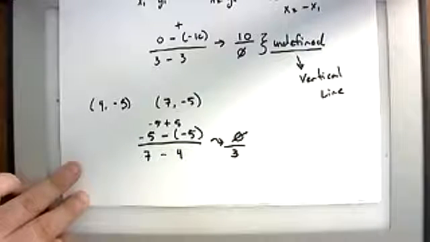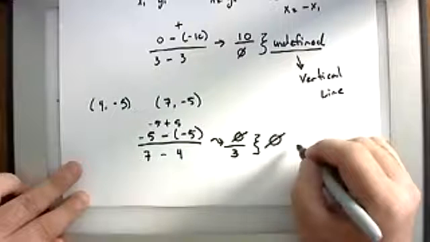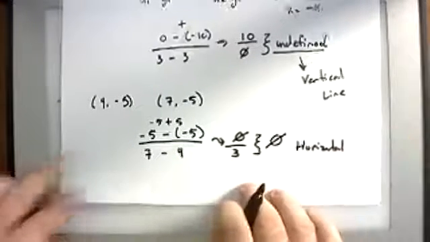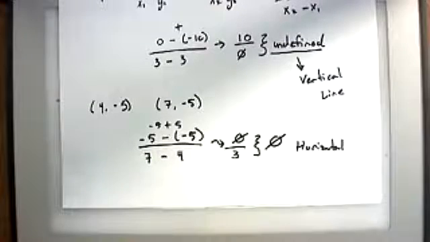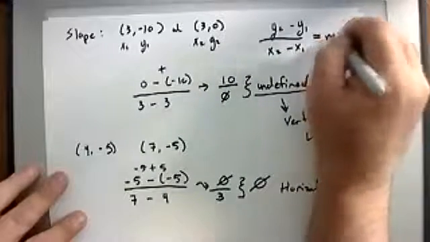Again, this is not the answer because 0 divided by 3 can be simplified to 0, which would make this horizontal. So be careful. You still have to remember your vertical, your horizontal, your undefined, your 0, stuff like that. But ultimately, this homework comes down to one formula right there.